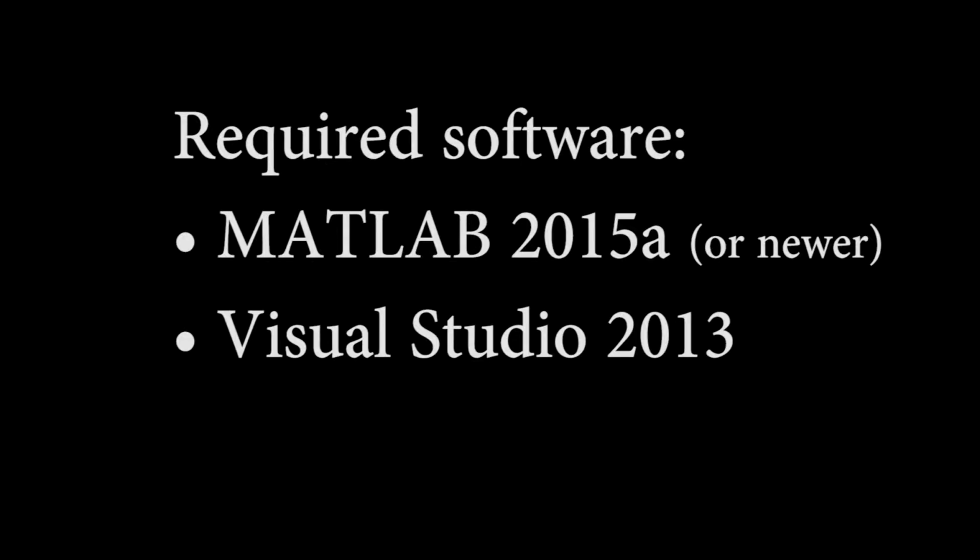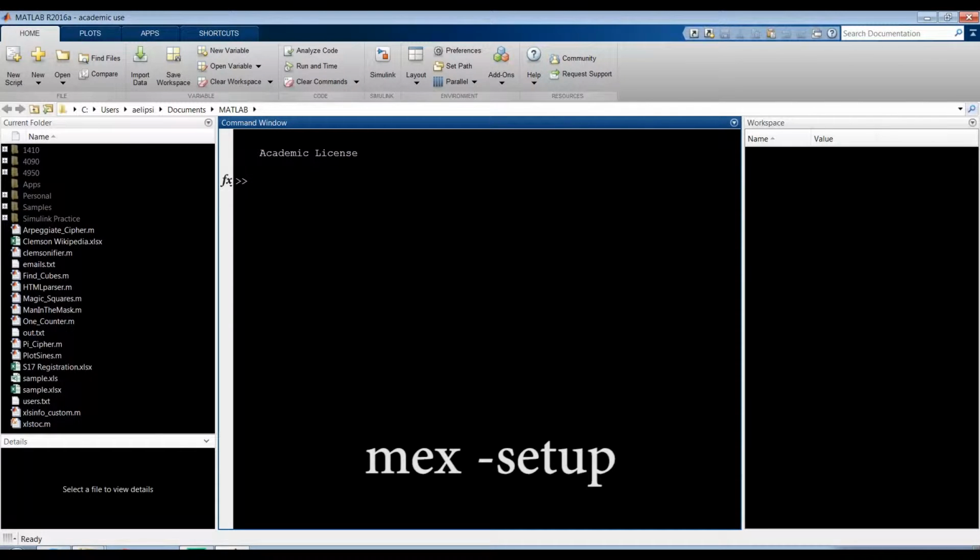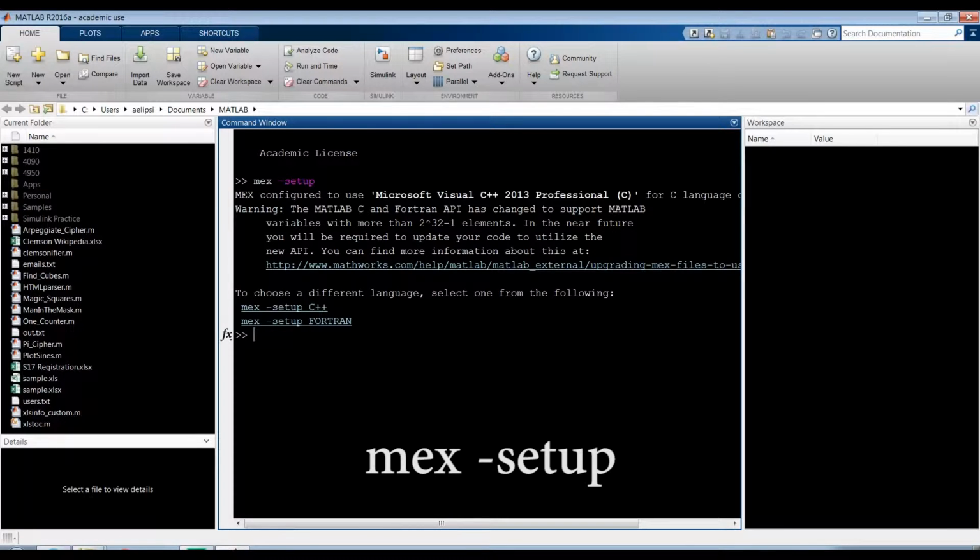0. First, make sure the following software is installed on your Windows computer: MATLAB 2015A or newer, and Visual Studio 2013. To confirm that Visual Studio is set up correctly, type mex -setup into the MATLAB command window and submit. If Visual Studio is installed correctly, MATLAB should set it as the default compiler.